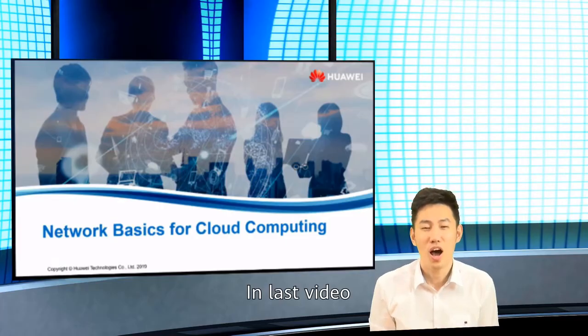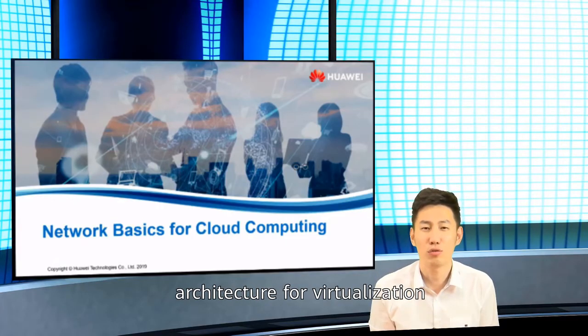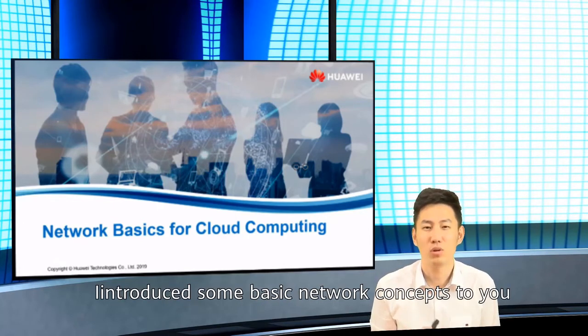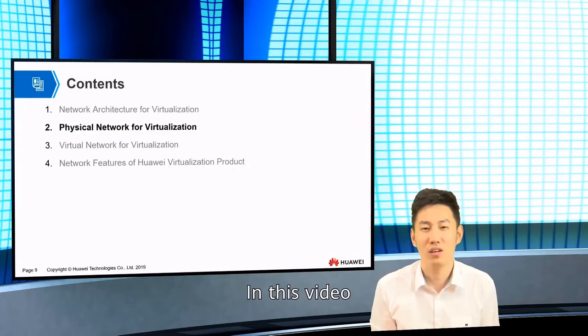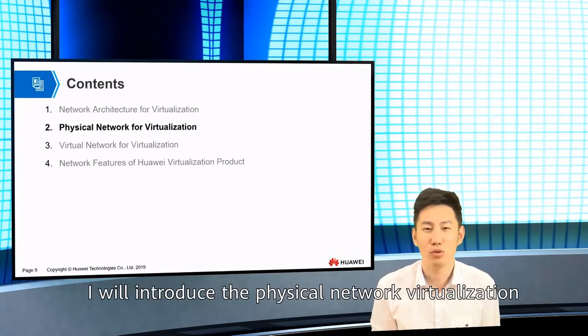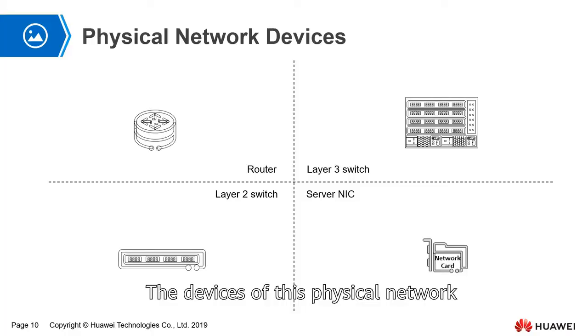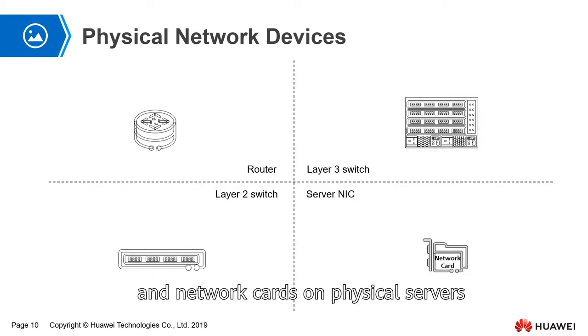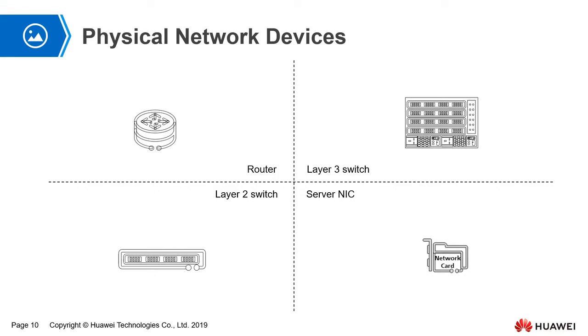In the last video, I introduced the network architecture for virtualization, and then I introduced some basic network concepts to you. In this video, I will introduce the physical network for virtualization. The devices of this physical network include routers, layer 3 switches, layer 2 switches, and network cards on physical servers.